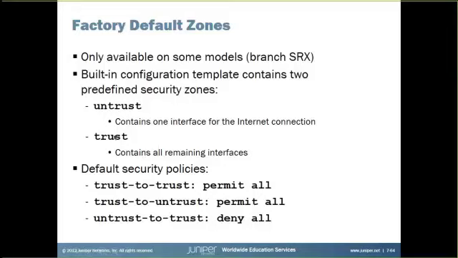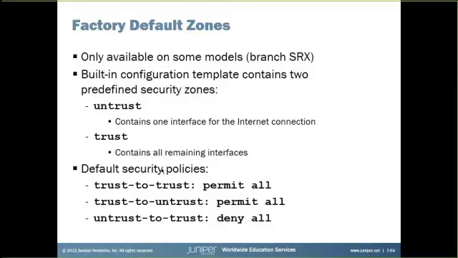Not only do they have these two different default zones, they also have default security policies. So there's a policy from zone trust to zone trust that permits all, from trust to untrust permits all, and from untrust to trust it denies all traffic. And if you don't want to use this, you can create your own zones and move everything to these new zones and create your own security policy, so you're not restricted to doing it this way.